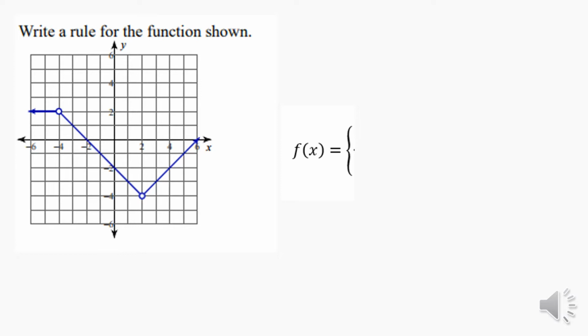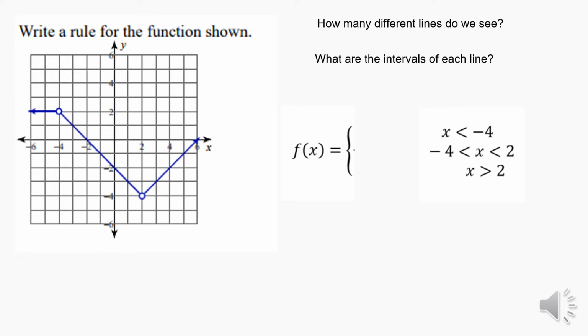To write a rule for this function shown on the left, we need to first determine how many different lines we see. I see 3 different lines. Therefore, I have 3 different functions. Let's determine now the intervals of each of those functions. The first one goes from negative infinity all the way to negative 4. The second goes from negative 4 to positive 2, and the third one goes from 2 to infinity. Now we can look at each of them respectively and find their corresponding equation.